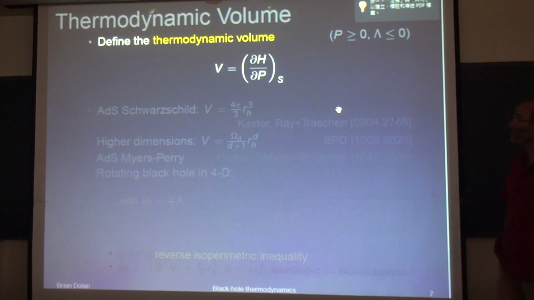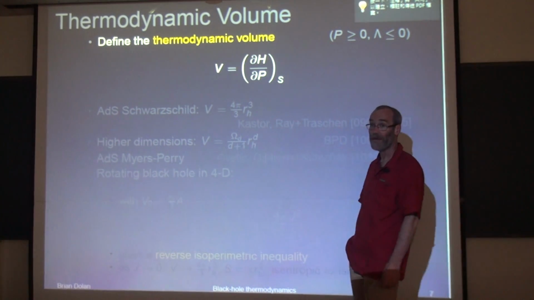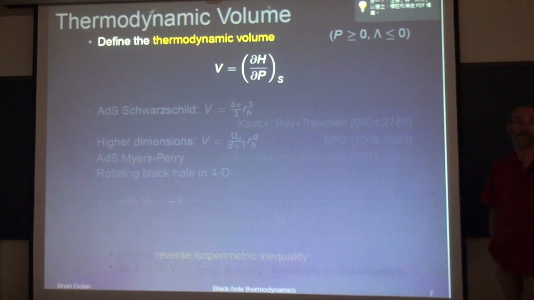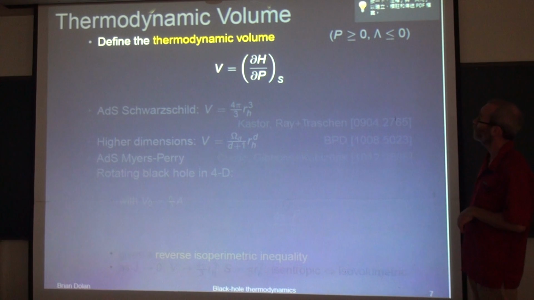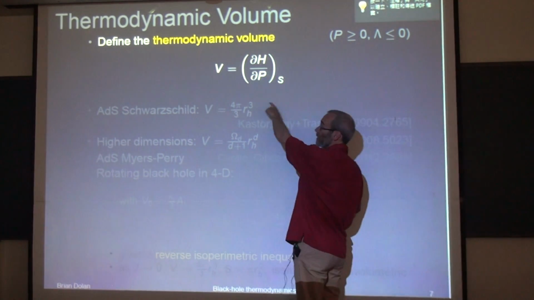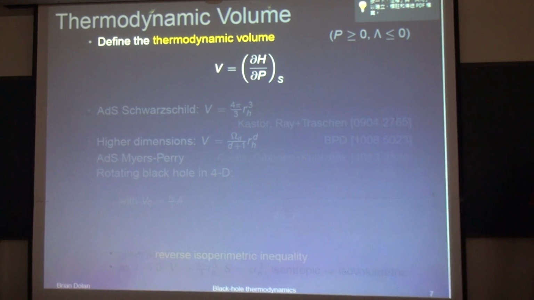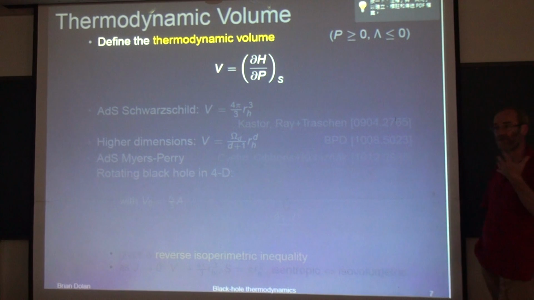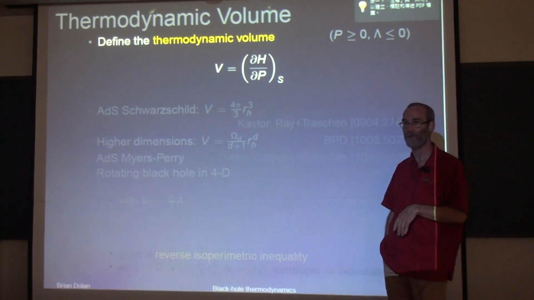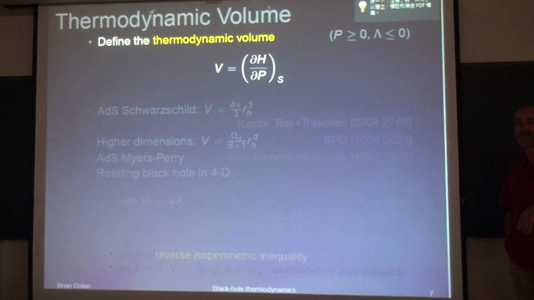In ordinary thermodynamics, if someone tells you what the enthalpy is as a function of pressure and entropy, then you can calculate the volume as being the derivative of the enthalpy. So I'm going to define this as being the thermodynamic volume of a black hole. Consider the mass of the black hole to be the enthalpy, write it in terms of relevant thermodynamic variables, entropy and pressure, then the derivative of the enthalpy with respect to pressure will be a volume.